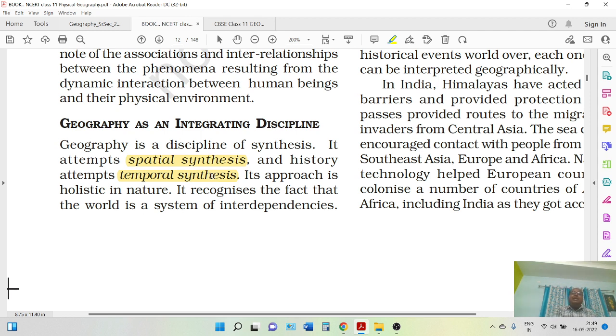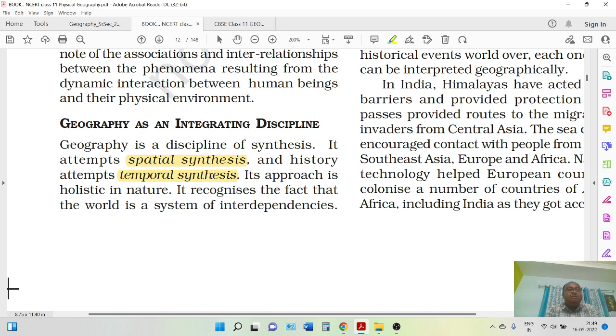So if I want to describe geography as an integrating discipline, two important parameters we will consider. One is spatial synthesis, second is temporal synthesis. Spatial means space, or living space. The space that I am living in today, you are also living in. That is spatial. Temporal means time. With time, our space changes.